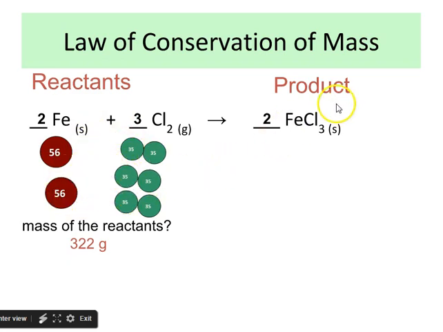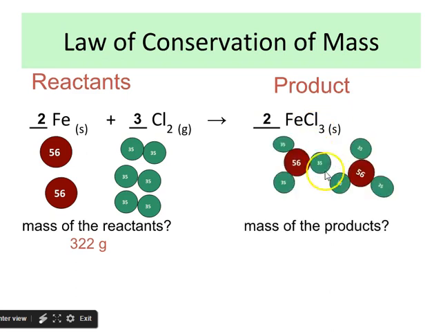If this reaction were to take place and we were going to use up all of these atoms and molecules to make 2 molecules of FeCl3, what would that mass be? Well, where did we get these atoms to make these molecules? We got them from over here. So if we're using all of these molecules and atoms over here to make these molecules over here, then it would have to be the same mass, because mass is neither created nor destroyed. So if you were to add up all those numbers again, you would still get 322.